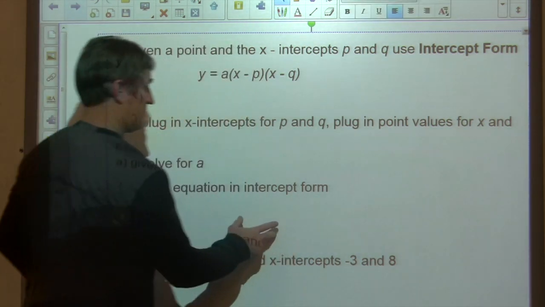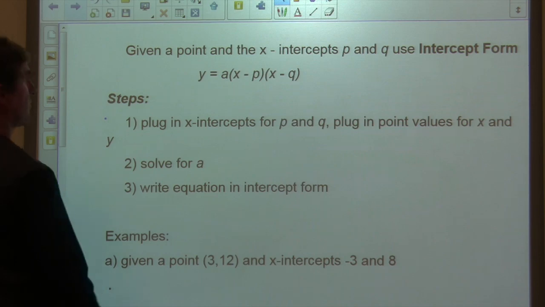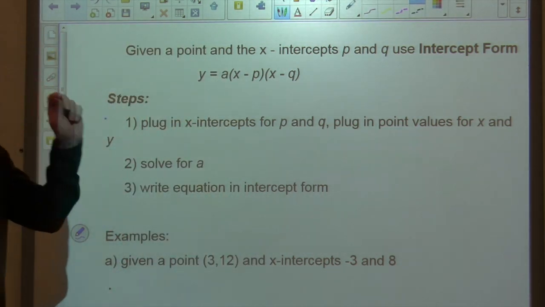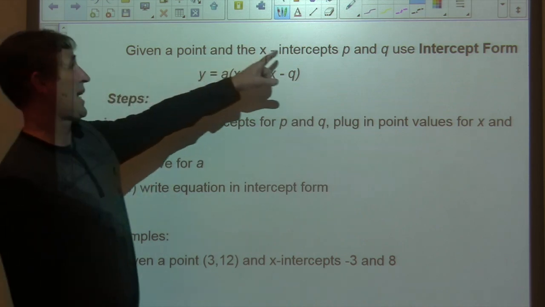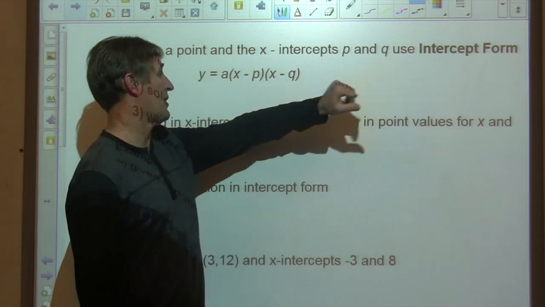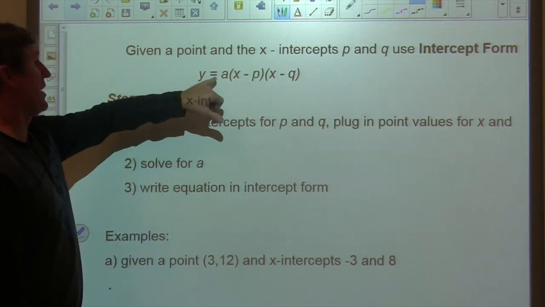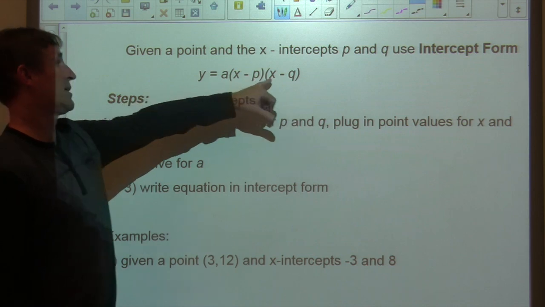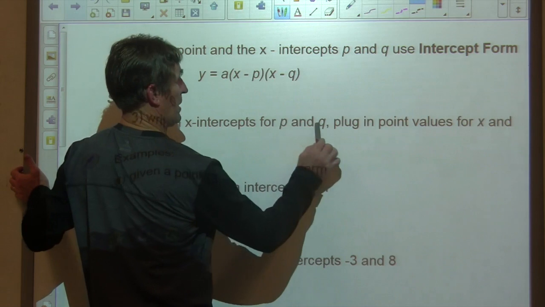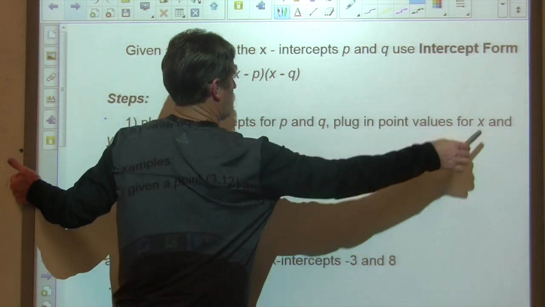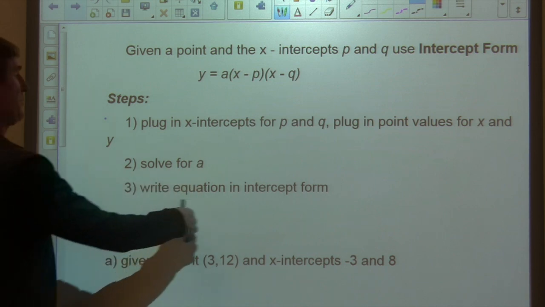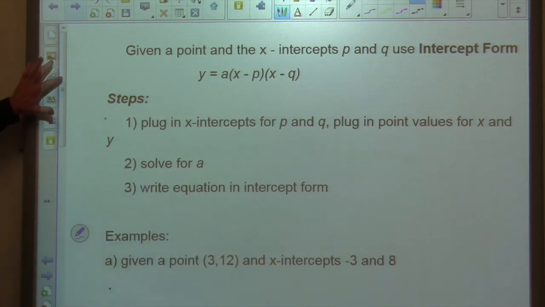The second type is now, instead of a point and the vertex, we're going to be given a point and the x-intercepts p and q. And if we're given that information, we want to use intercept form, which remember is y equals a times x minus p times x minus q. So our steps are to plug the x-intercepts in for p and q and plug in the point values for x and y. Then again, we solve for a, and then we write our equation in intercept form.